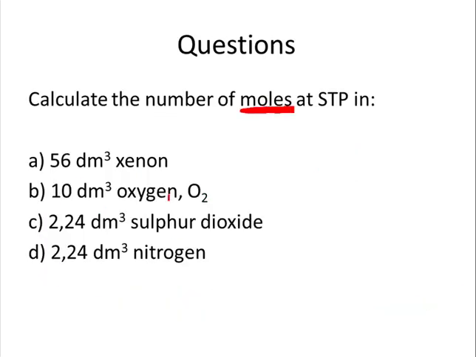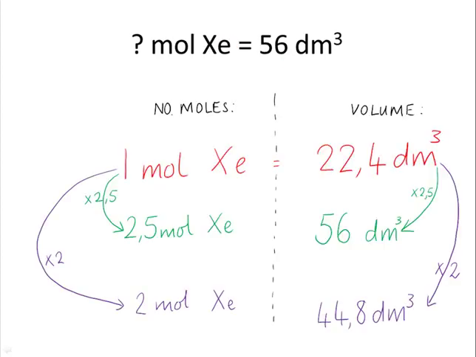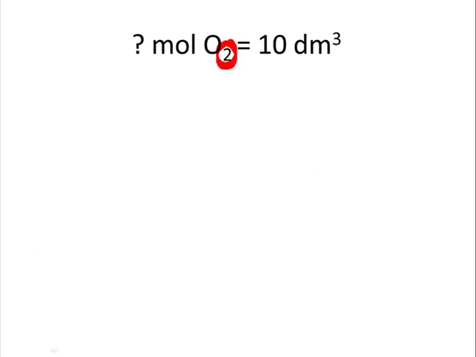How many moles of oxygen, O2, has a volume of 10 decimeters cubed? Now here you might be a little bit confused by that little 2, because just now with xenon that was easy, it was just Xe, we didn't need to worry about it being Xe2 or 3 or whatever, and now we suddenly have this little 2 that might confuse us. So you might wonder, is it maybe that half a mole O2 has a volume of 22,4 decimeters cubed, or maybe 2 moles O2 has a volume of 22,4 decimeters cubed?